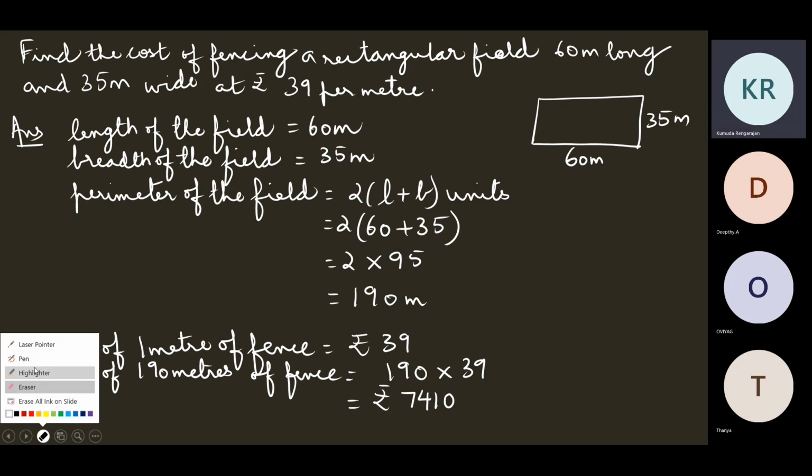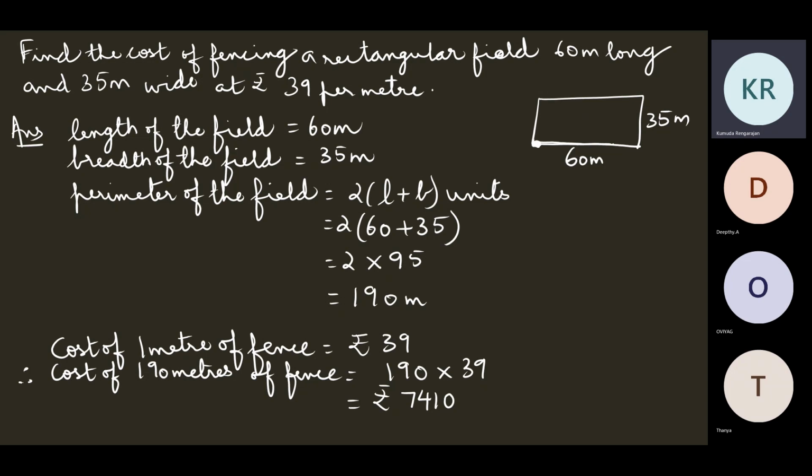Okay, so fencing is all about going around the field. So when we say around the field, let's walk along the boundary of the field. Say if this is the starting point, the fence has to go like this, then like this. So the fence has to cover 60 meters here, 35 meters here, 60 meters here, and 35 meters here. So clearly we have to find the perimeter of the field, because the fence has got to go around the boundary of the field.